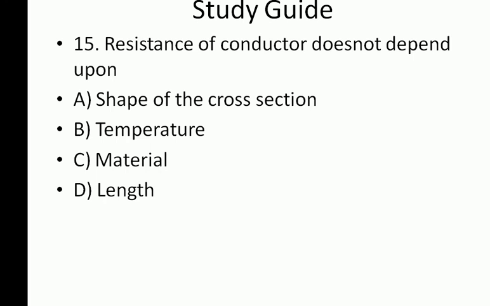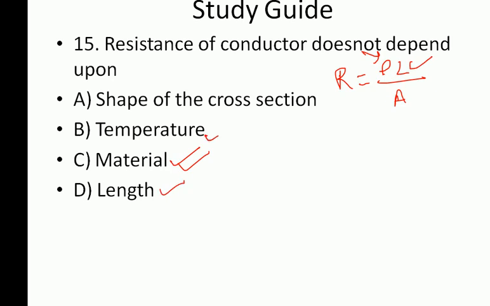The last question of the session is, the resistance of a conductor does not depend upon. So what is the formula for resistance? We know that R equals rho L by A. Now what I can tell here is that resistance depends upon rho. Rho is the resistivity of the material, and L is the length, and resistance also depends on the temperature.